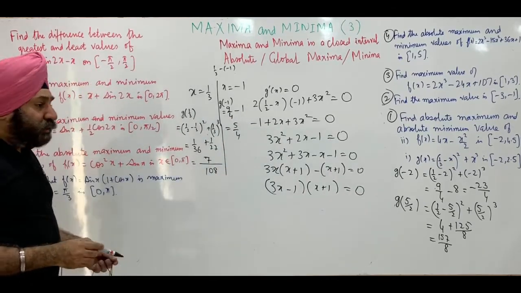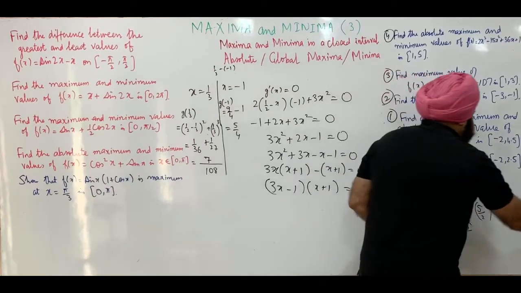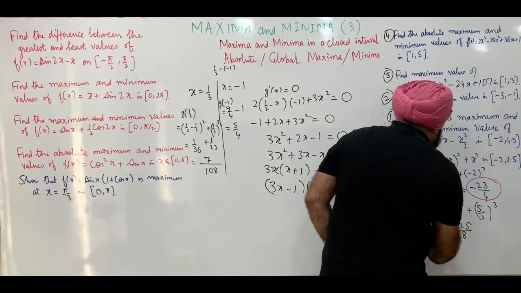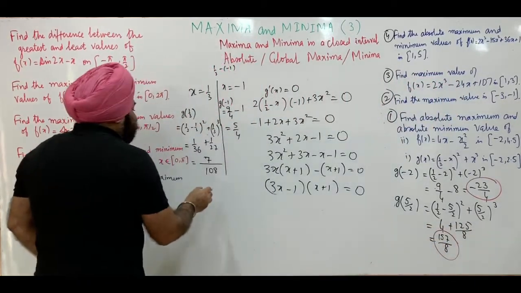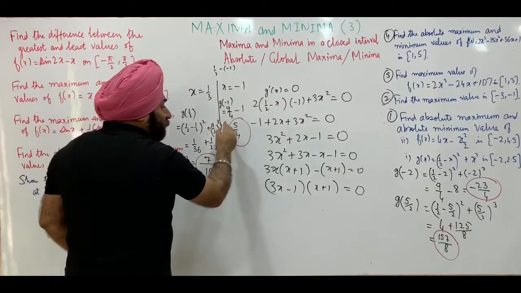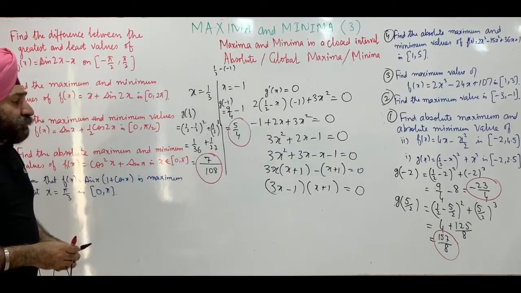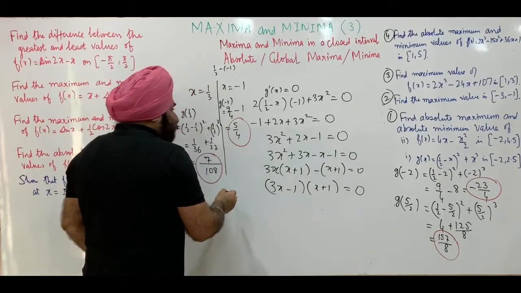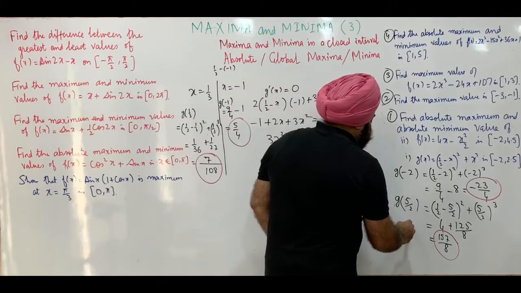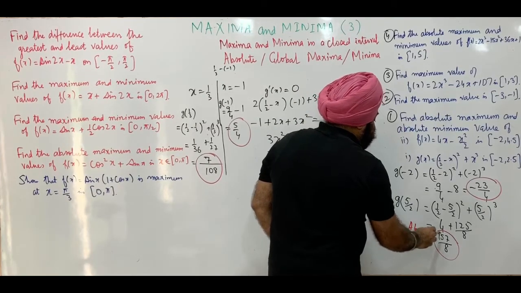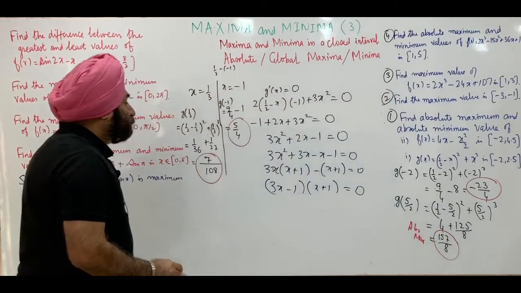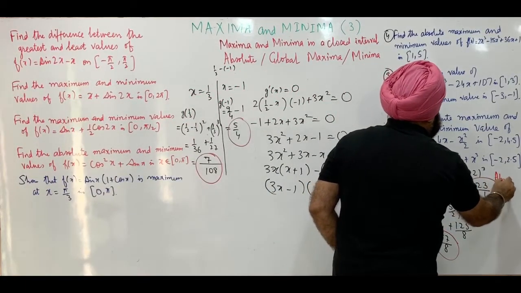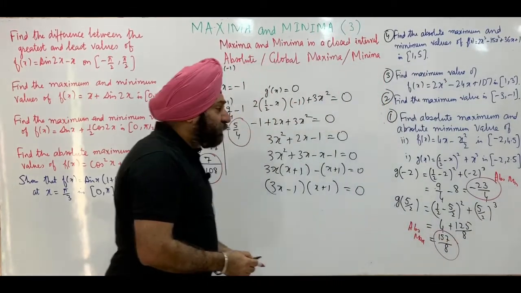Now we have 4 values. This is the value at the start of the interval, this is the value at the end of the interval, this is the value at the first critical point, the value at the second critical point. So the maximum out of these is the absolute maximum value, and that will be this value. So this is the absolute maximum value, 157 upon 8, and this is the absolute minimum value. The minimum of 4 is the absolute minimum value.